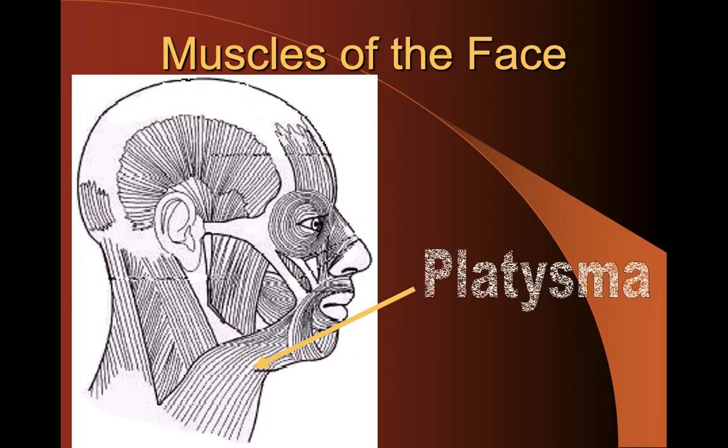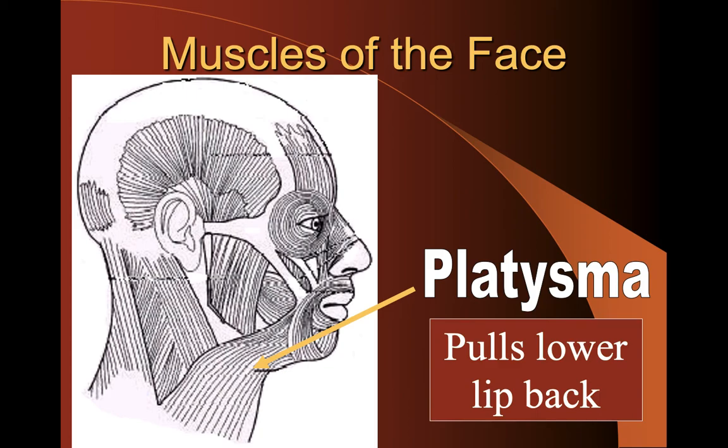Down in our neck, we have the platysma. It's named for its shape. It's a fan-shaped muscle. It's a very thin muscle of your neck, and it will pull your lower lips down. So it could be like the zygomaticus was the smiling muscle. The platysma could be considered the frowning muscle.